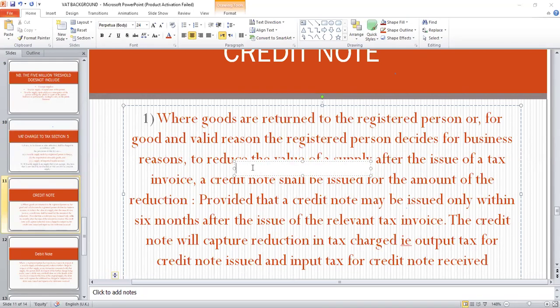So let's say I sold goods worth 500,000. Now, I sold to you 500,000. After I have sold to you, you as the purchaser, when you purchase the goods from me, the amount was 500,000. And I have raised a tax invoice for this. I raised a tax invoice of 500,000.